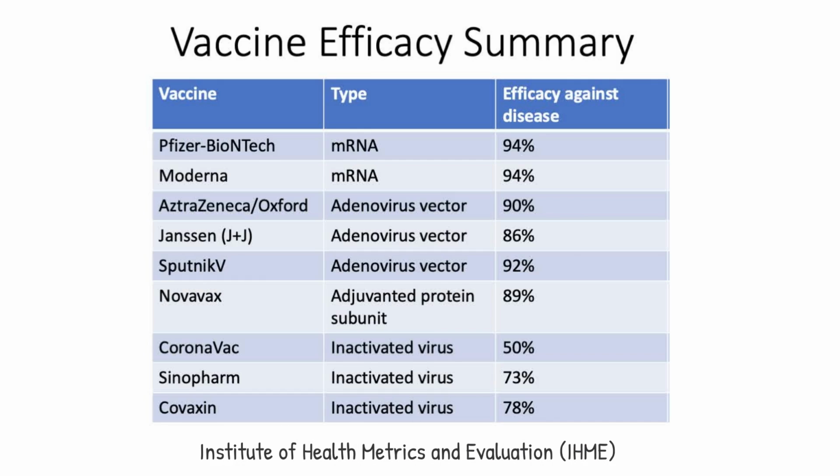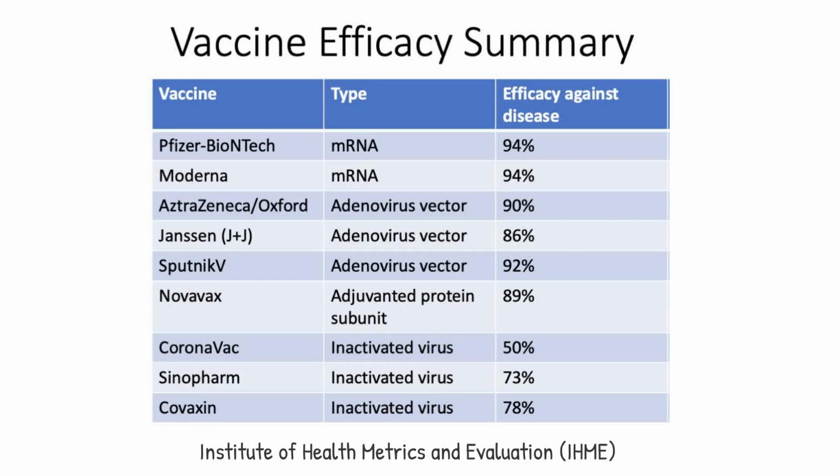Here is a table summarizing the effectiveness of the current vaccines as determined by the Institute of Health Metrics and Evaluation, IHME. The mRNA vaccines, Pfizer and Moderna, have the highest efficacies of 94% in preventing symptomatic disease, followed by the DNA viral vector vaccines, AstraZeneca, J&J, and Sputnik V, 86 to 92% efficacy. The one protein vaccine, Novavax, demonstrates comparable efficacy to the DNA vaccines.